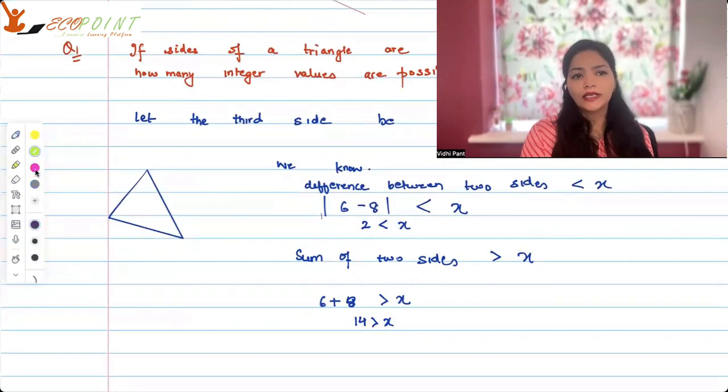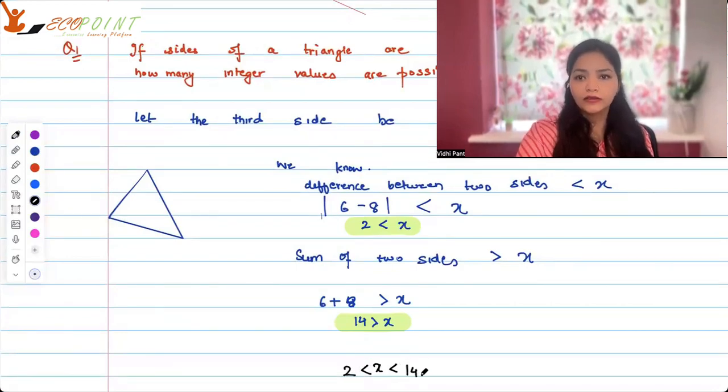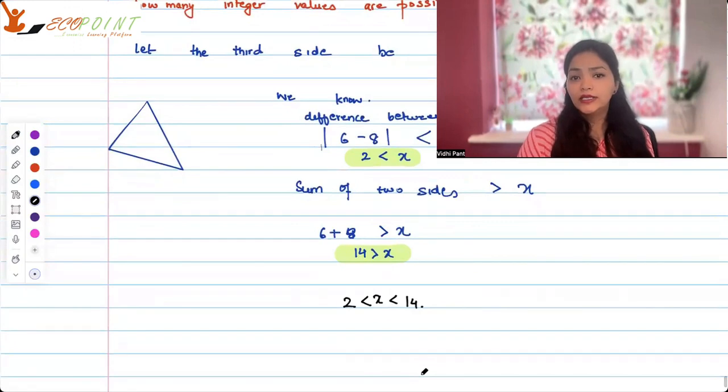So what do we actually get to know from here? Ultimately, x has to be something between 2 and 14. So what integers come between 2 and 14? 3, 4, 5, and so on, till 13.